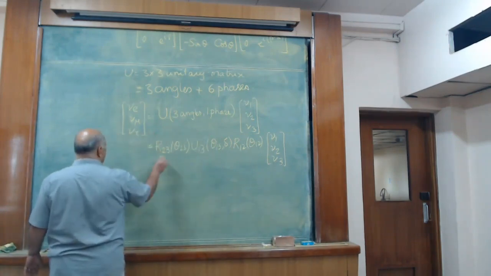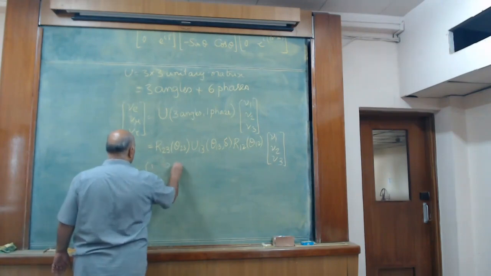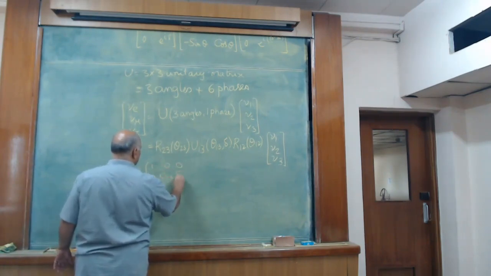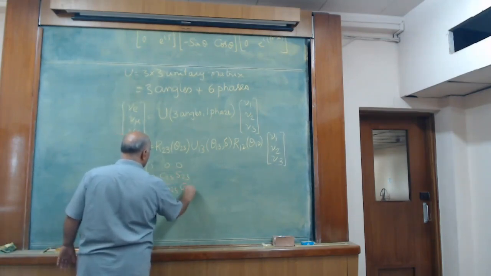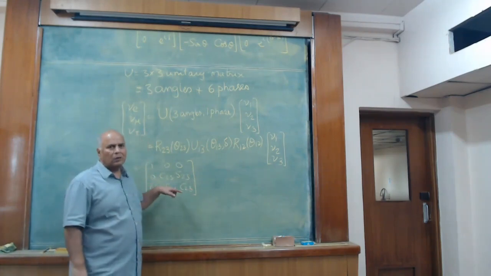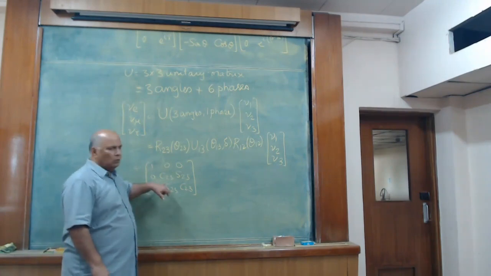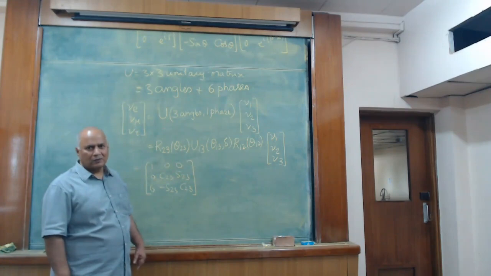And the explicit form of this would be 1, 0, 0, 0, C23, S23, minus S23. Please pay attention to where the minus sign is. We follow the same convention as in the two-flavor oscillations.